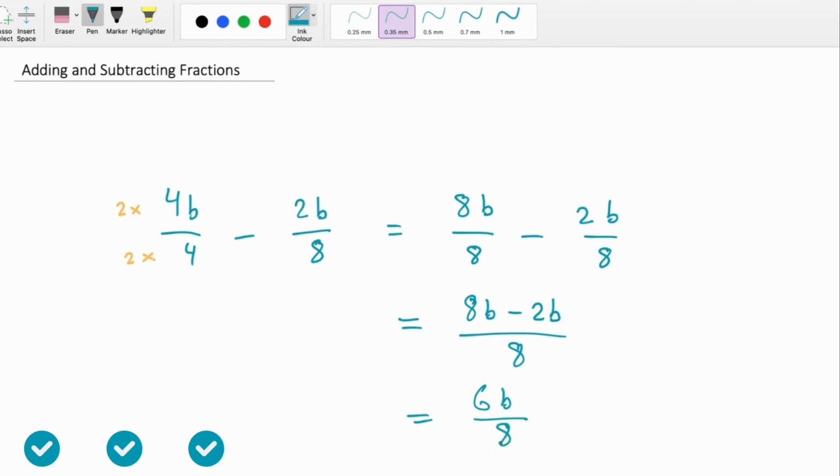And the final question, can we simplify this further? Have a look between 6 and 8. If I divide both of them by 2, I get 3b over 4. And that is the simplest fraction I can get to.